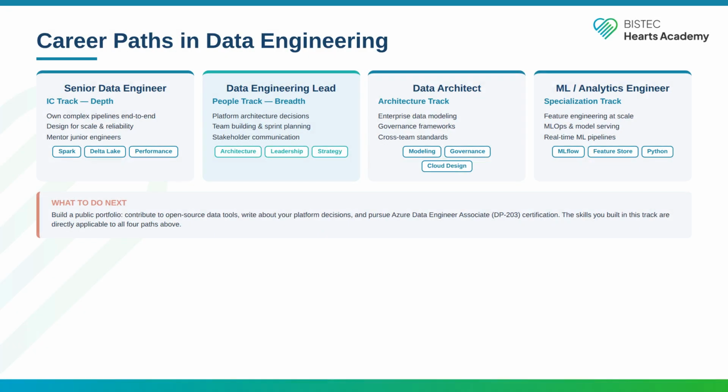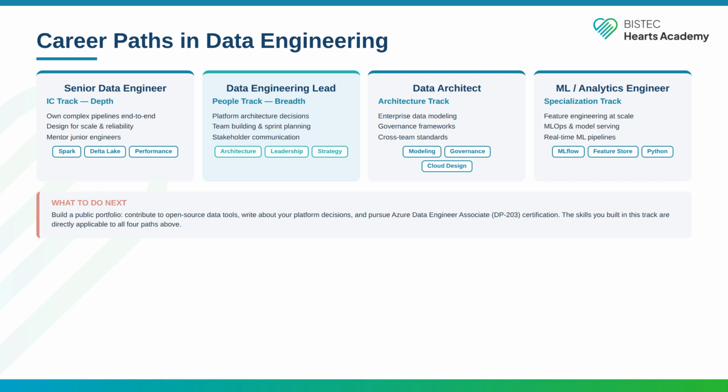You have spent 6 months building skills across the full data engineering spectrum. So where do you go from here? 4 paths to consider. Senior data engineer is the individual contributor track, focused on depth. You own complex pipelines end to end, designed for scale and reliability, and mentor junior engineers. The key skills are Spark, Delta Lake, and performance optimization, all things you have practiced in this track.